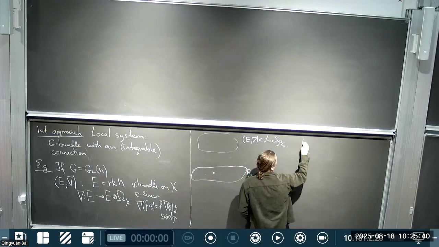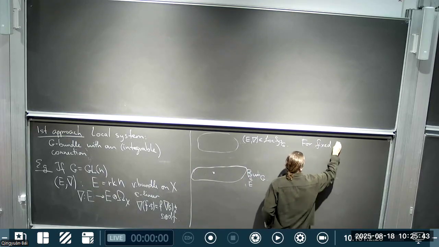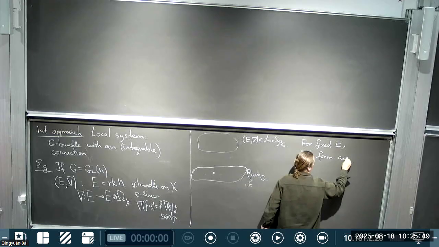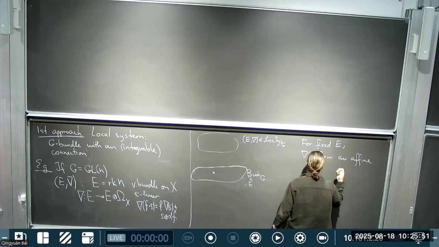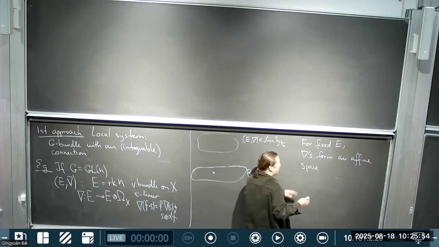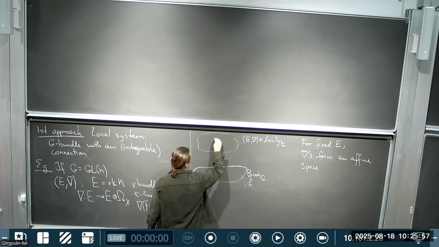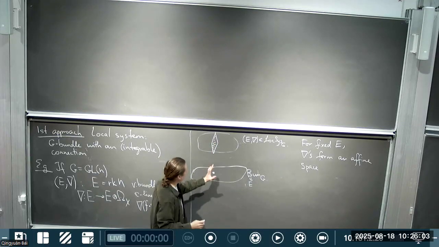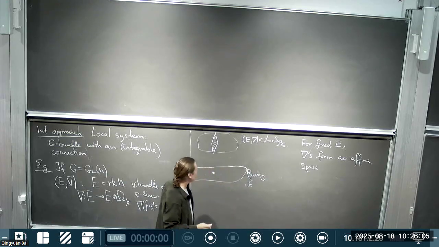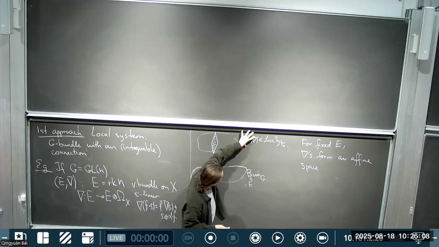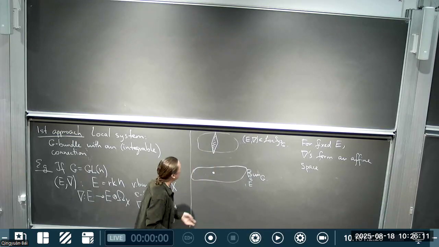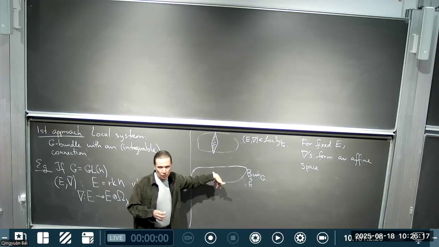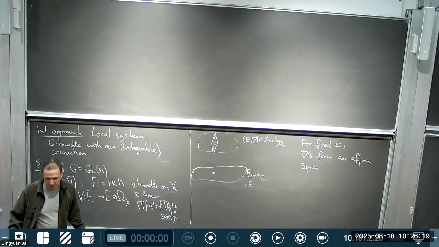So for fixed E, nablas form an affine space if nablas exist. So over a single point, we will have an affine space of connections. I'm kind of tempted to say that the space of local systems forms an affine bundle over the space of bundles, but you should keep in mind that the map is not surjective. Not every bundle admits a connection.